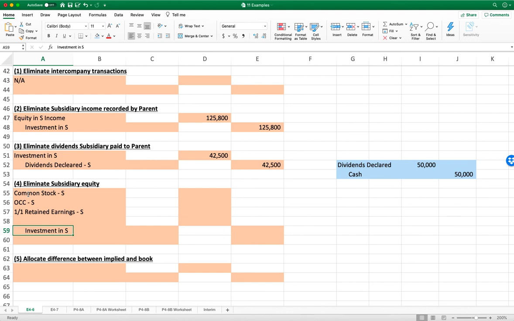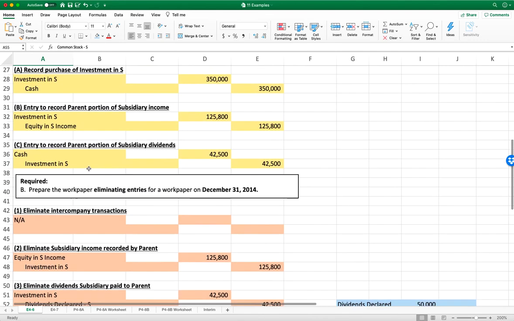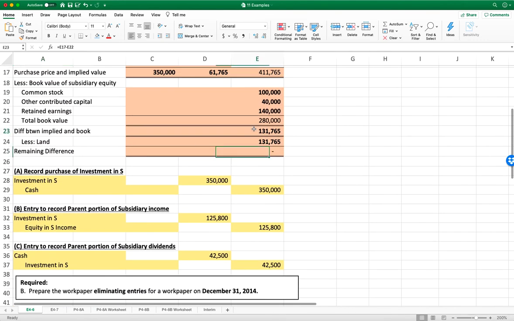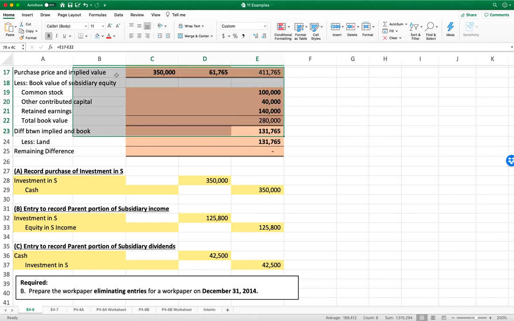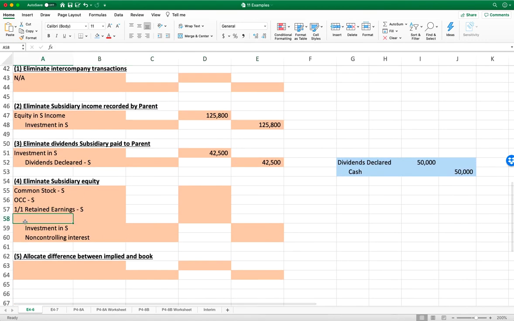Okay, so we get rid of our subsidiary equity, get rid of our asset account. Then we need to establish a non-controlling interest if we own less than 100%, which we do. So that is a new equity account. And then we're going to need any difference between implied and book. That difference between implied and book is positive when we get to the end of this first half of the schedule. So that indicates to us that that is going to be a debit in this entry. Okay, so a few things here.